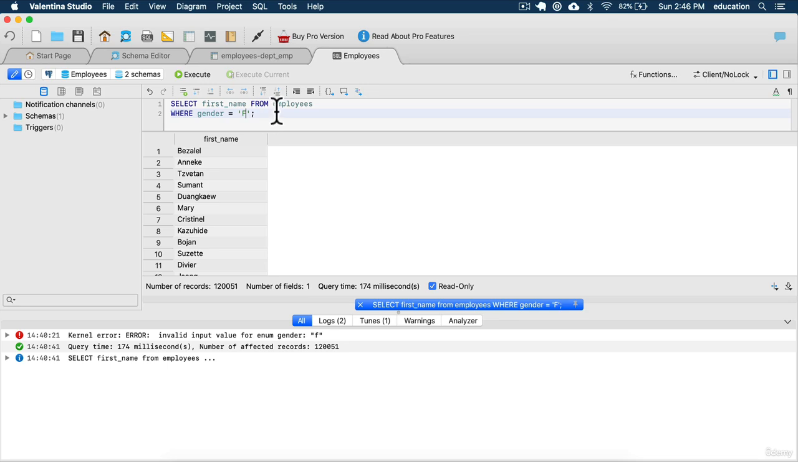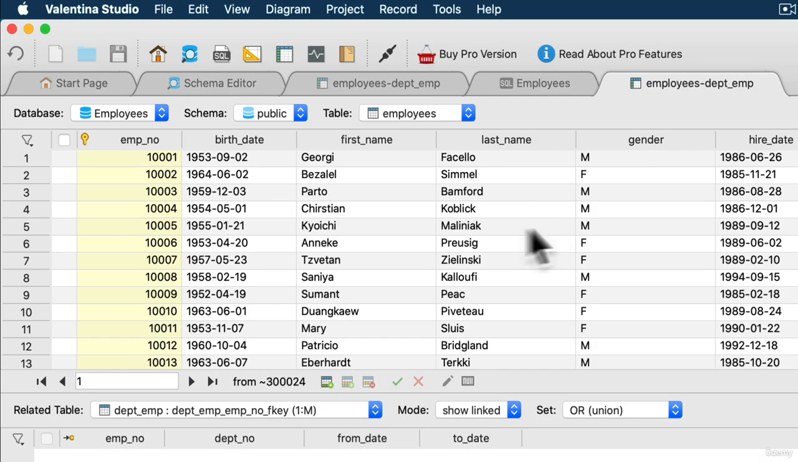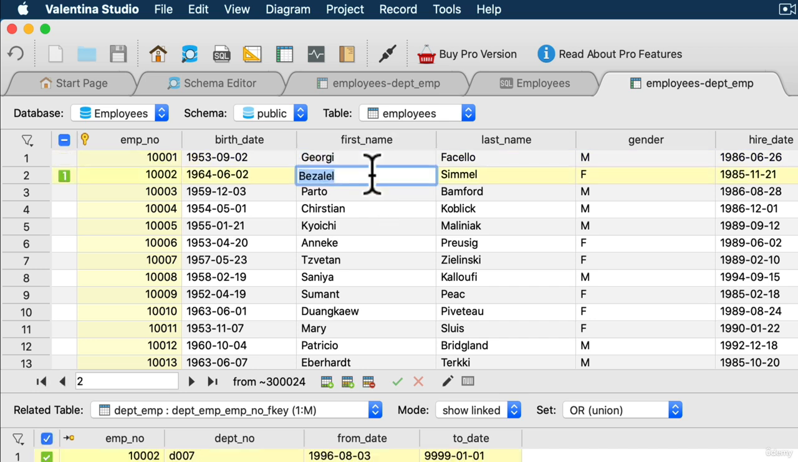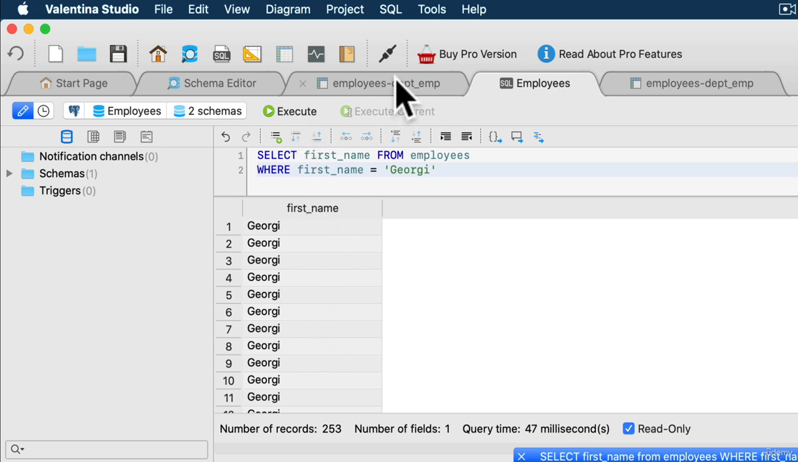So here we are in Valentina Studio. And if we go to our schema and we go to the employees, we can see here first name Georgie and first name Bezalel. So what if we wanted to filter out both Georgie and Bezalel? Well, let's try it with the AND keyword. So let's copy their first name and let's go in here and let's say where first name equals Georgie. So what is that going to give us? Well, that's going to give us all of the Georgies. There seem to be multiple.